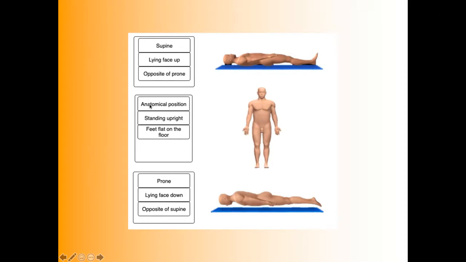Here, in the middle, this person is standing upright, which we said is anatomical position, and their feet are flat on the floor. The part of the foot that is flat on the floor is referred to as the plantar surface. The palm of the hand is called the palmar surface. The foot has a plantar surface.